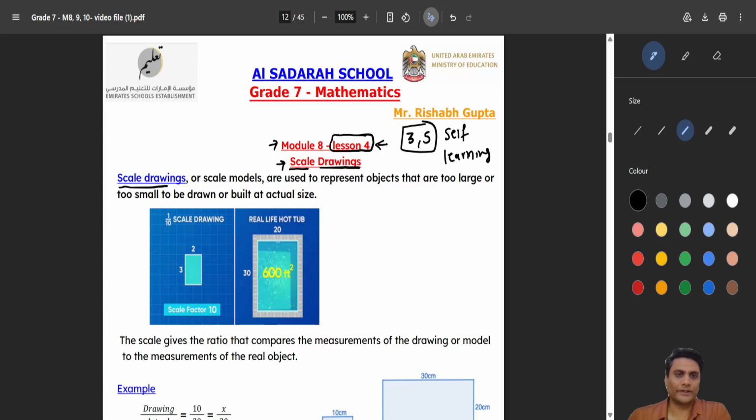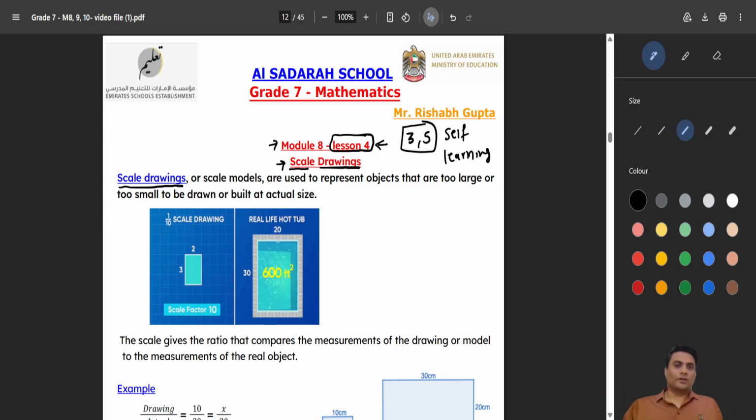What is scale drawing? We have very large and huge objects in our world, like Burj Khalifa, big buildings, big houses, big parks. Sometimes we have to study them. First we make a small model of it, so that we can see whether everything is fine or not. So making a small drawing or small structure of a large object is known as scale drawing, a smaller version of a large object.